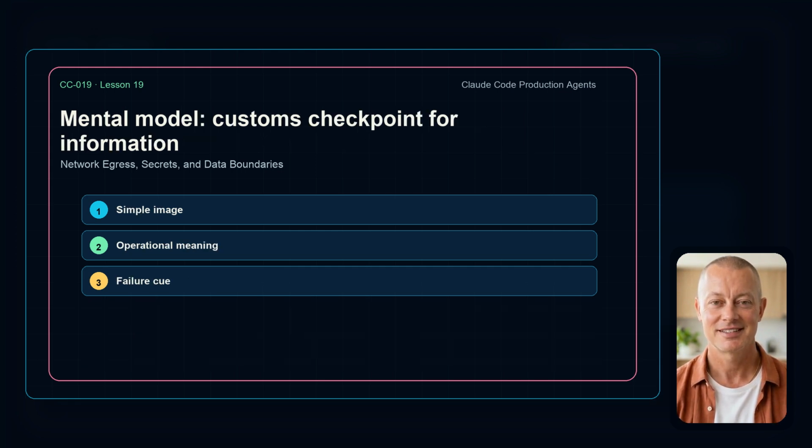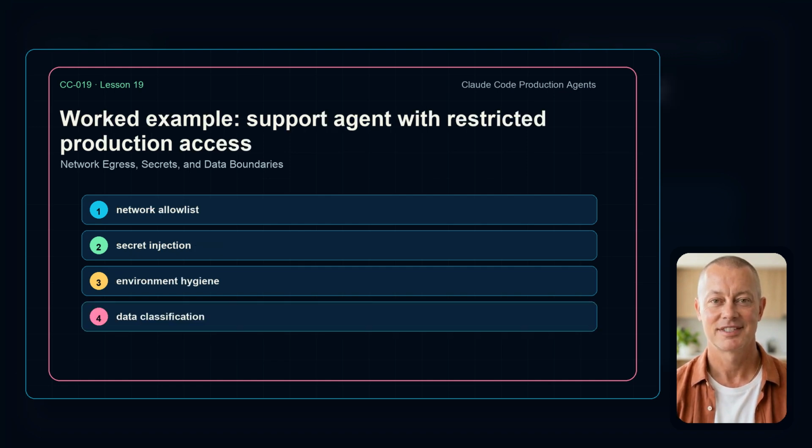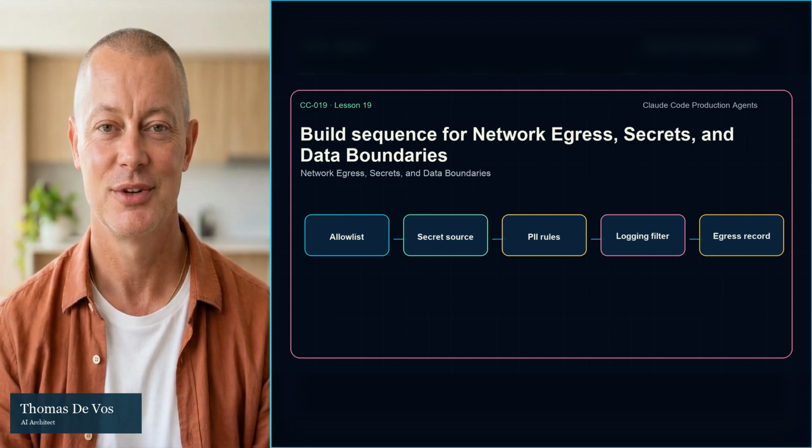The mental model is a customs checkpoint for information. Some things pass freely, some need declaration, some cannot leave. The checkpoint works because the rule is enforced at the border, not remembered afterwards. Our worked example is a support agent with restricted production access. It can retrieve approved case fields, redact sensitive identifiers, call only allow listed tools, and record why each external call was needed. The agent should never need the whole customer record when a narrow field level view is enough to complete the task.